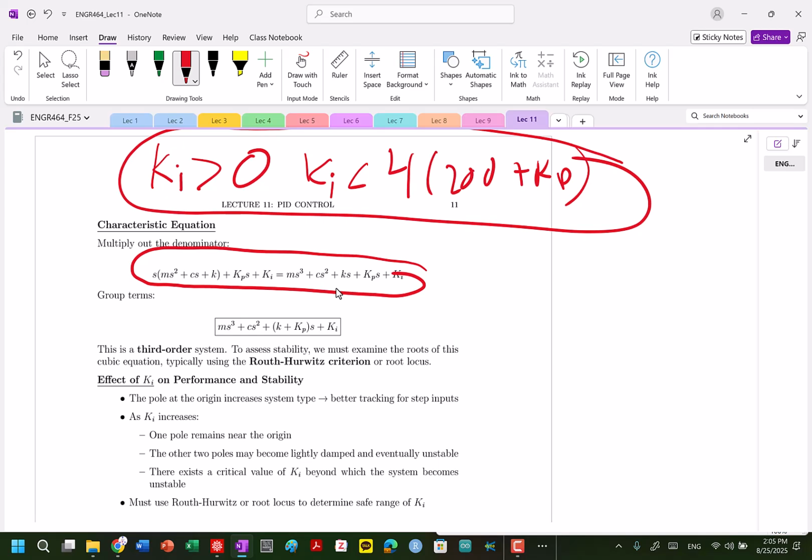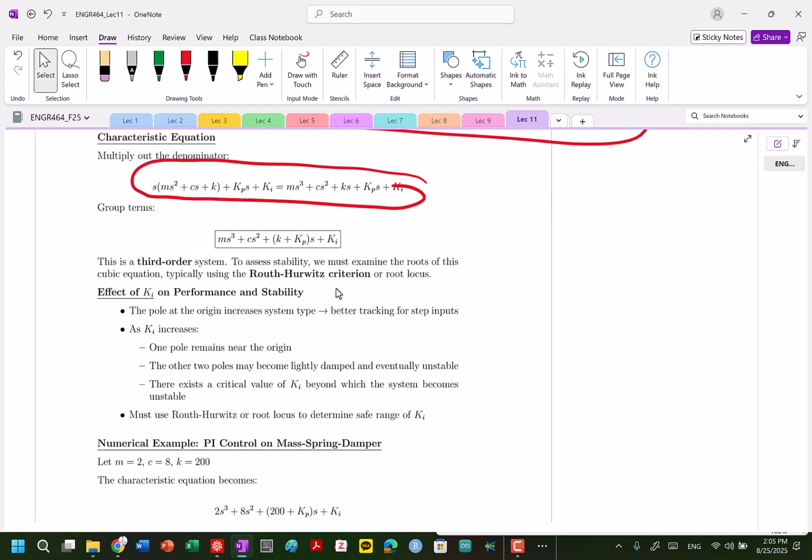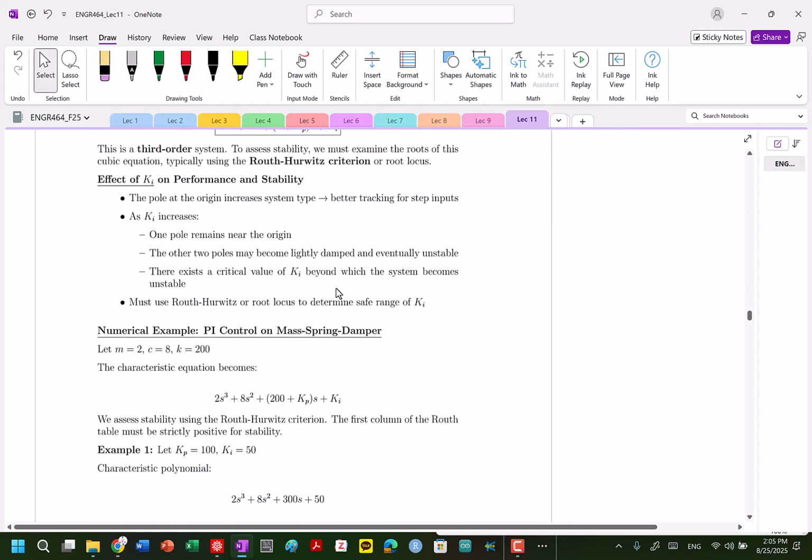So we can't just tune this without knowing where we're at in the system, and we must be stable. So it is really critical. Very important.